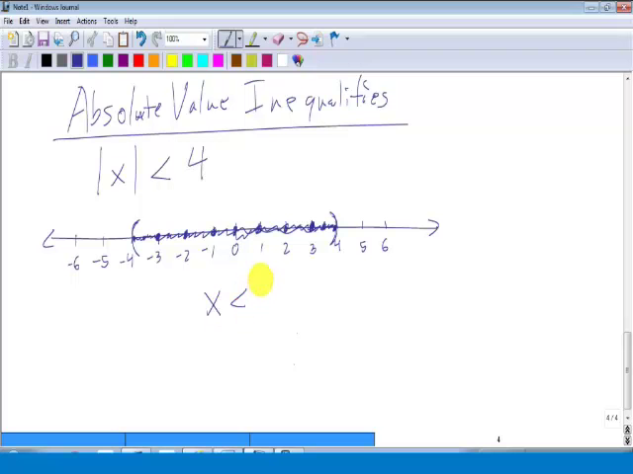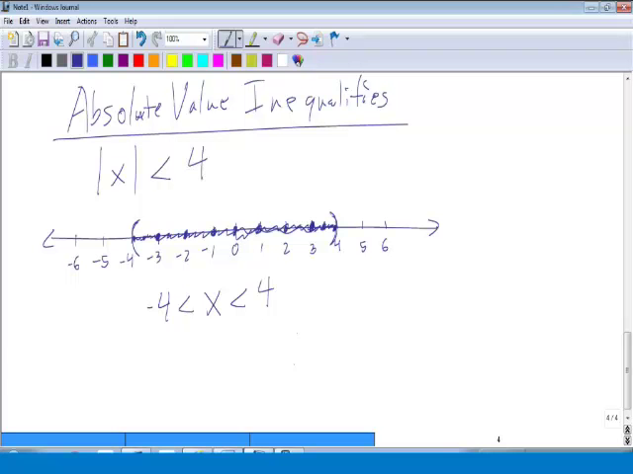Would it be enough to say x is less than 4? Negative 4 is less than x, but x is less than 4. We kind of need both. It's really two things. We can write it with an and. We could say negative 4 has to be less than x, and x has to be less than 4. Or we could put them together in the 3-part inequalities that we've looked at and use the word between. Between is a great word for describing these absolute value inequalities involving less than.